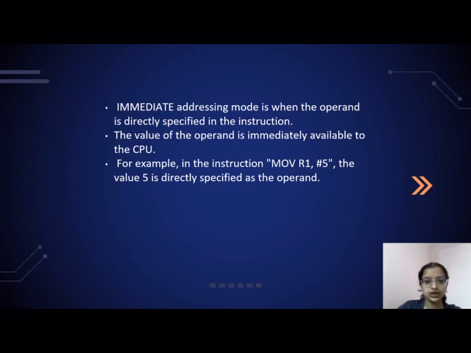Immediate addressing mode facilitates efficient utilization of data by embedding it directly into the instruction. This addressing mode is particularly useful for operations where the operand value is known at the time of coding and does not need to be fetched from memory.